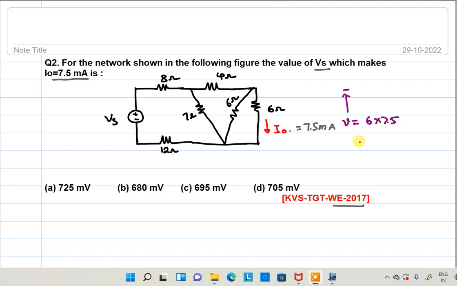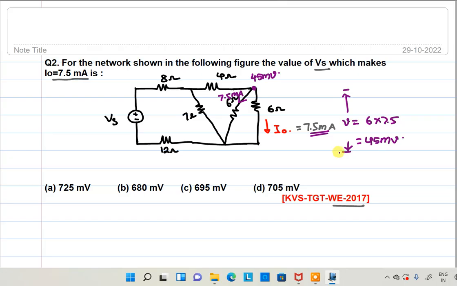That will be equivalent to 45 millivolt. So clear? What is the voltage now? Here the voltage is 45 millivolt. Once it is 45 millivolt, what about the current here? The current is 7.5 milliamperes. This is a 6 ohm resistance, and the voltage is the same for both. That means definitely here also 7.5.